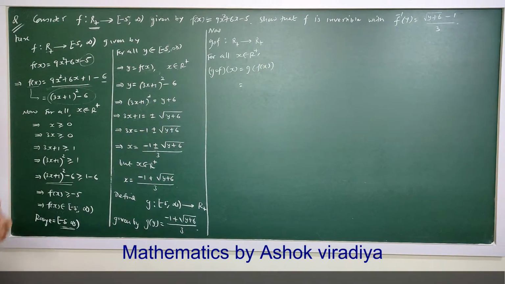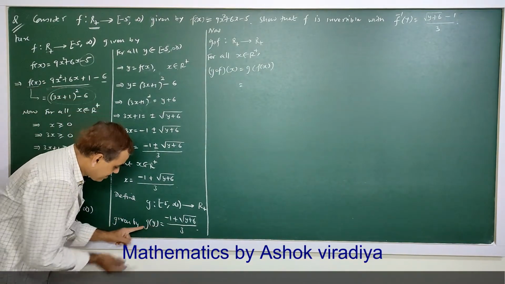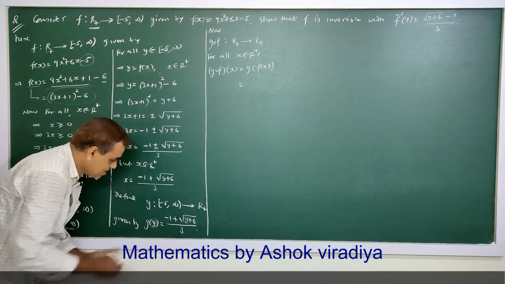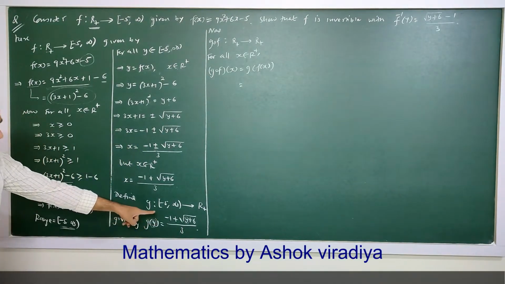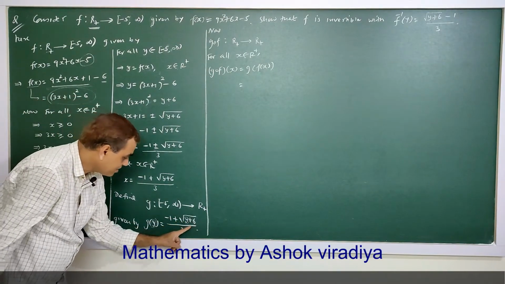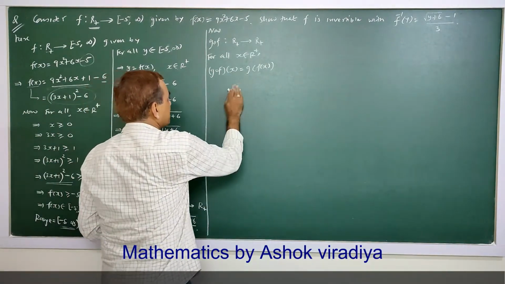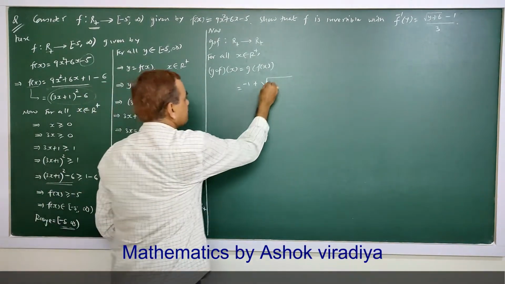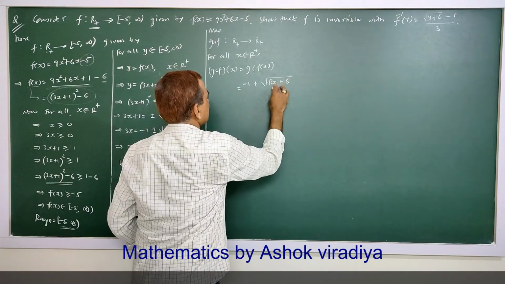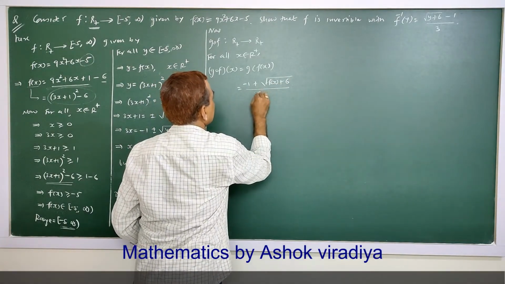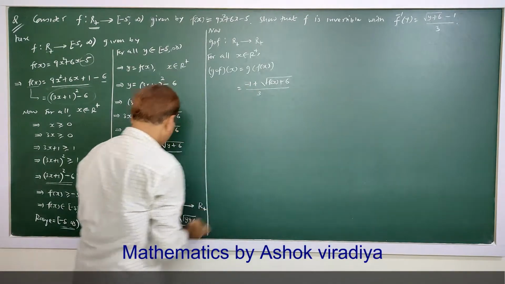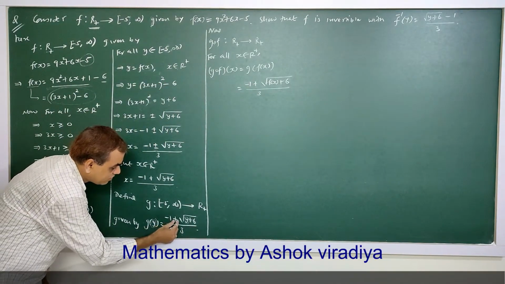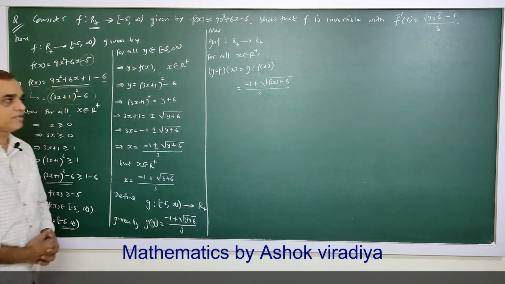Now we want G of f(x). Here I am putting f(x), so I should keep f(x) here. So G of f(x) is -1 plus the square root of f(x) plus 6, by 3. So -1 plus square root of f(x) plus 6, by 3. Here y is replaced by f(x).